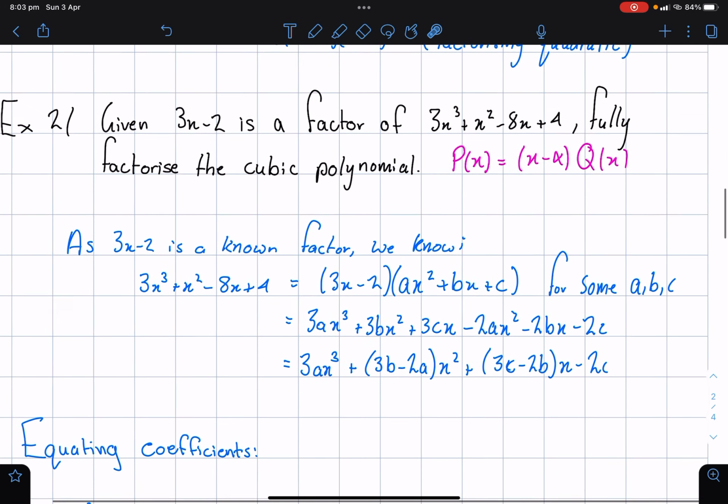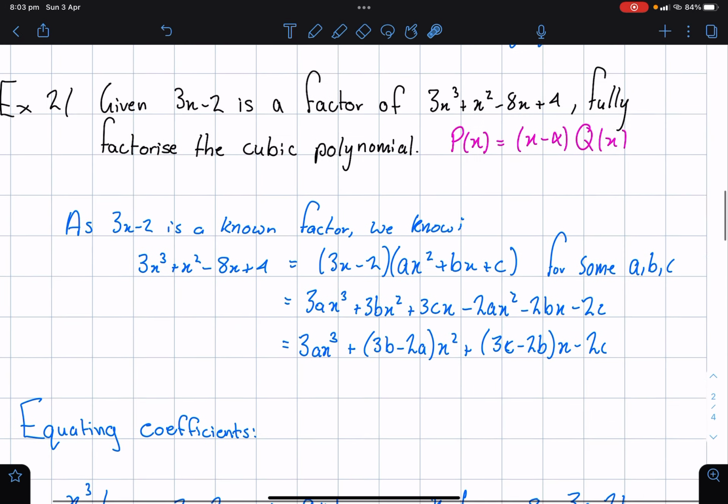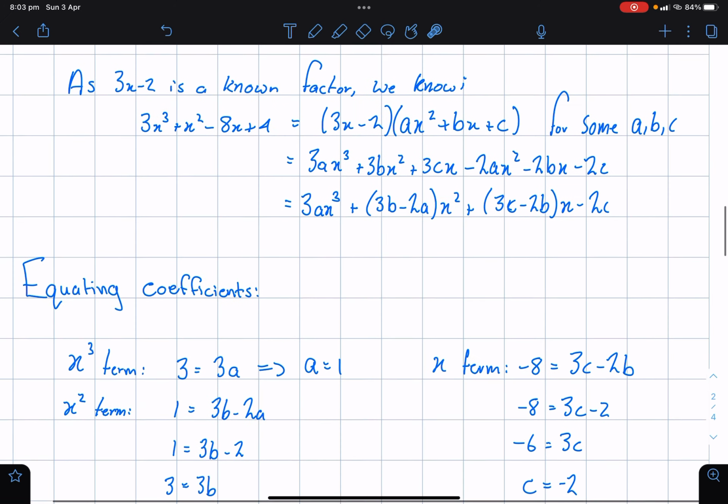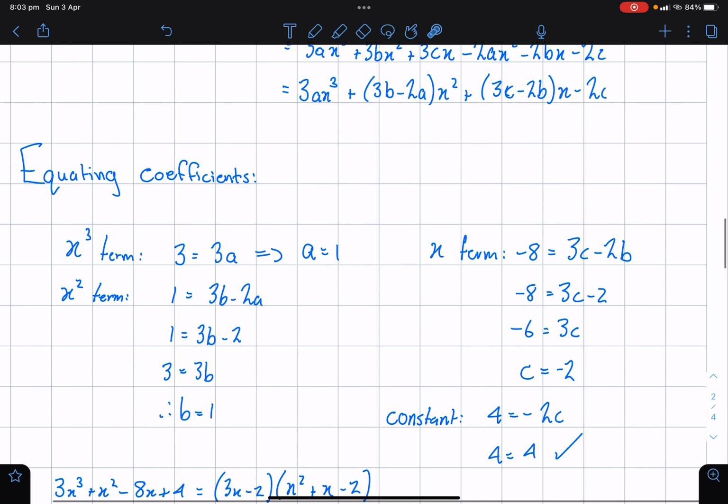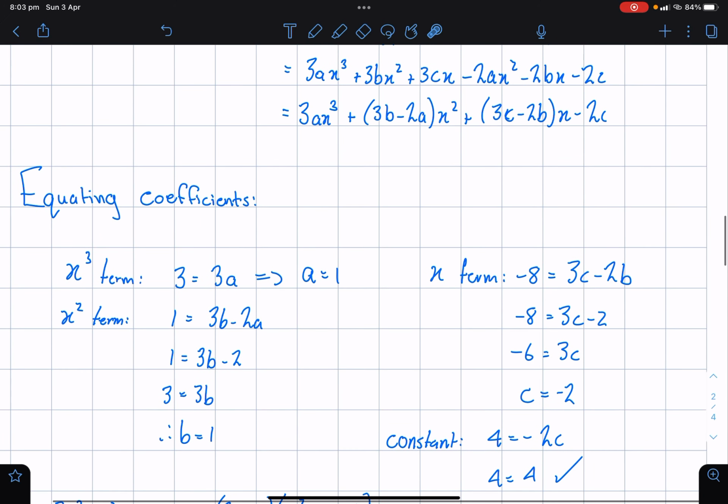Now this is where we start our equating of coefficients, okay? You can set it up however you like. I like to set it up this way because it's really easy to follow. As long as it's really clear what you're doing, then I'm happy for you to set it up either way. X cubed and the constant terms are the easiest to deal with because you don't have to substitute another piece of information. There's only one unknown. So I like to start with the x cubed term and work my way down.